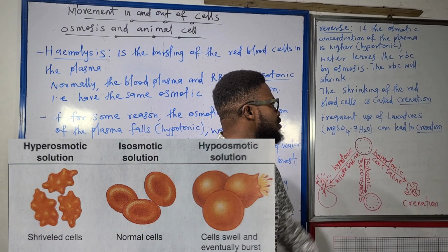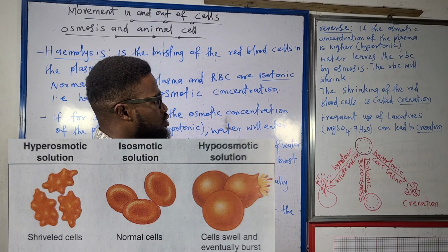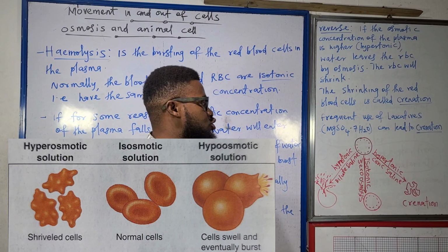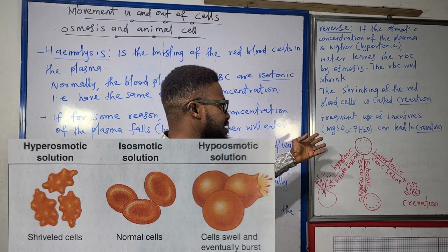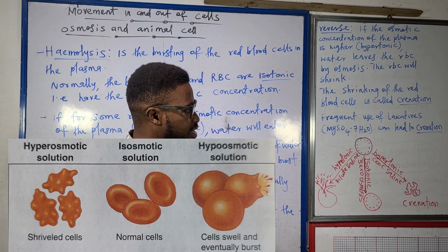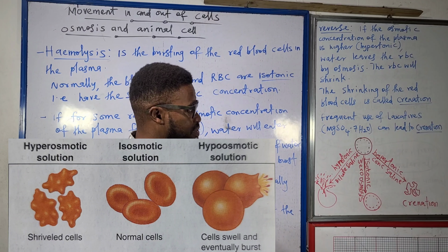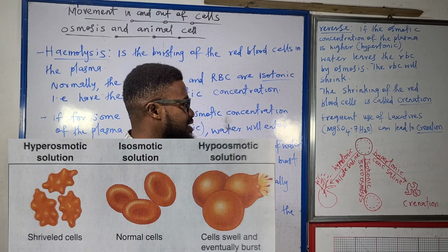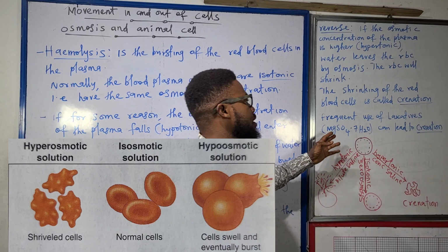The shrinking of the red blood cell is what we call crenation. Frequent use of laxatives or excessive intake of salt can actually lead to crenation. When we say laxative, we're talking about things like Epsom salts, that's a brand of magnesium sulfate heptahydrate. Sometimes people take this to aid digestion and all of that.